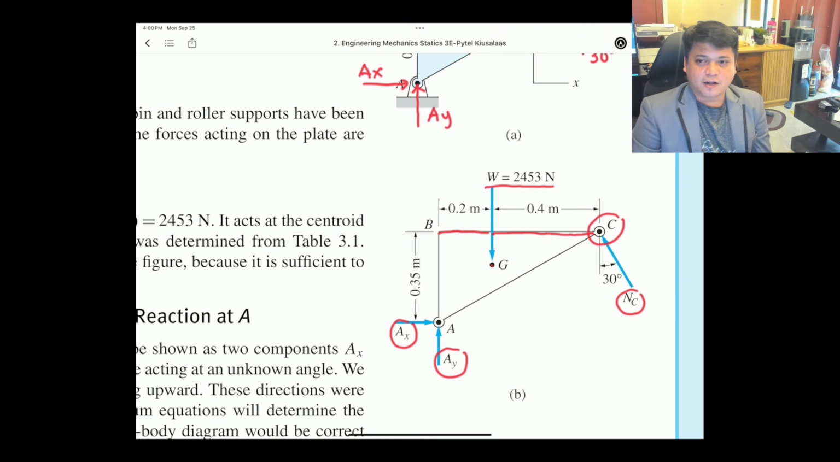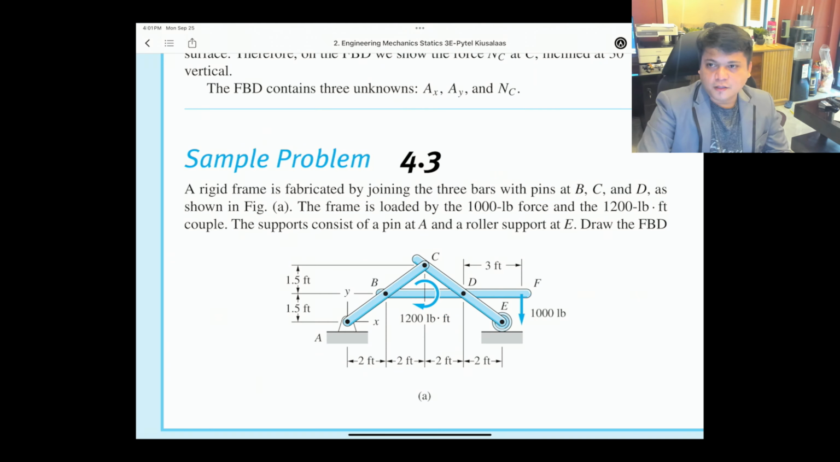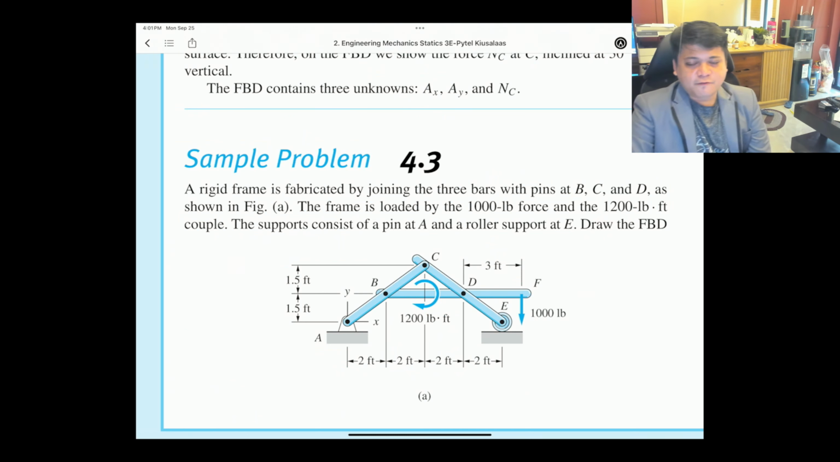So, meron kang isang unknown, dalawang unknown, at pangatlong unknown. So, it means you have 3 unknowns, meron kang tatlong reactions. So, this is a statically determinate structure. Okay? So, you have drawn already the free body diagram. Okay po? Okay, sample 4.3 from the book.